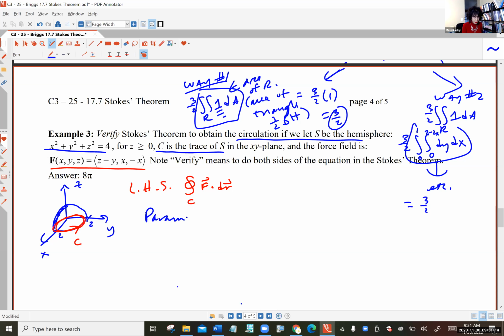And this is good review because I'm going to ask you to parameterize a circle on your midterm 4 also. Good review for midterm 4, in 2 days. You've got 2 days to get ready, people.